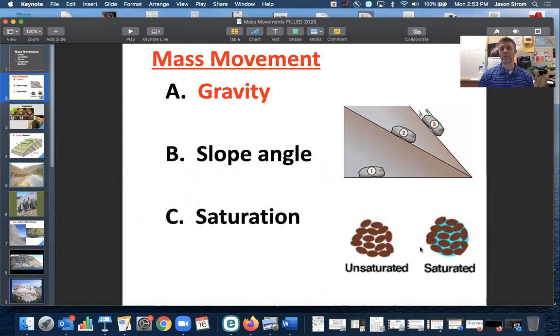C, saturation, how much water is in the soil. This is a huge one. Anytime the ground is saturated and it has more water than it can hold, or it just has a lot of water in it, either from heavy rainfall, from flooding, from snow melt. Those rainfall and snow melt are going to be the big ones. Anytime that happens, that's an increase in the chance of some sort of mass movement.